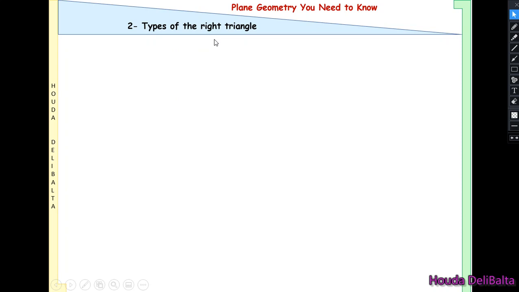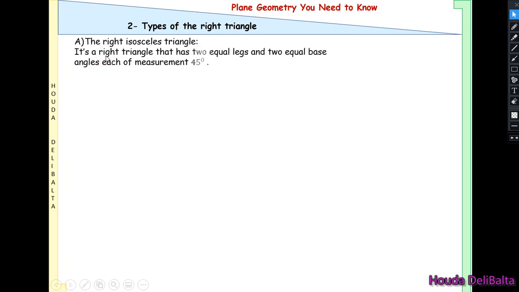We have to know about the types or the kinds of a right triangle, and let's get started. First of all, the right isosceles triangle. What's a right isosceles triangle? It's a right triangle that has 2 equal legs and 2 equal base angles as well, each of measurement 45 degrees. So here, as you see, is a right isosceles triangle. Here are the equal legs. Here is the right angle.